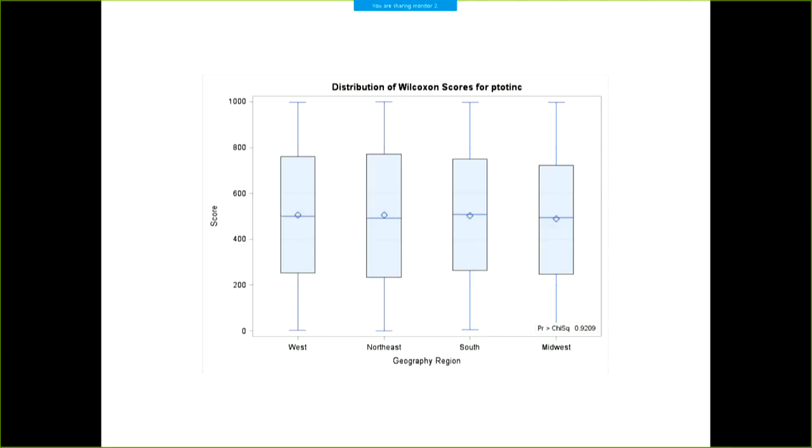Okay. Now this slide shows those box plots, the median plot by using a non-parametric test, and you can see that there's not much difference among those 4 groups.